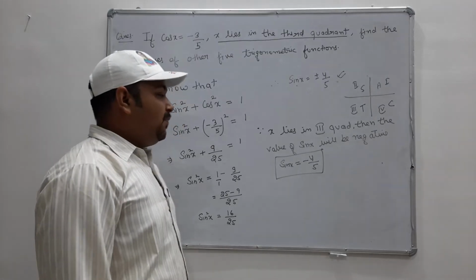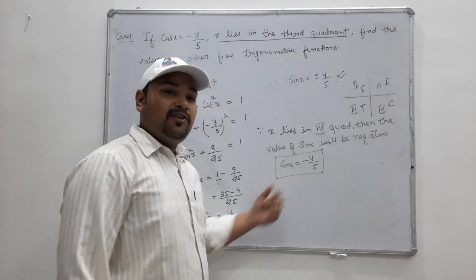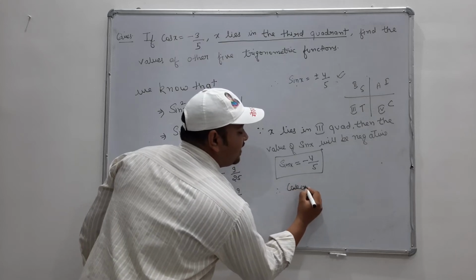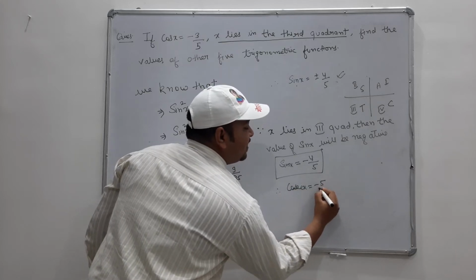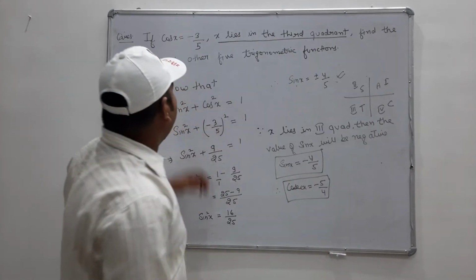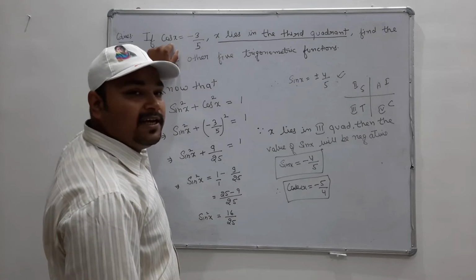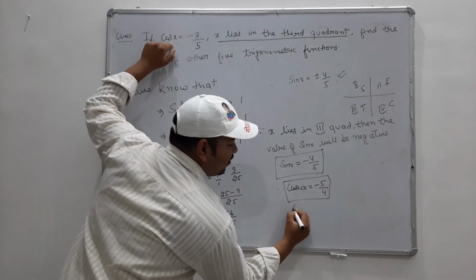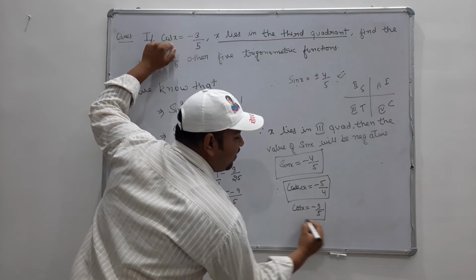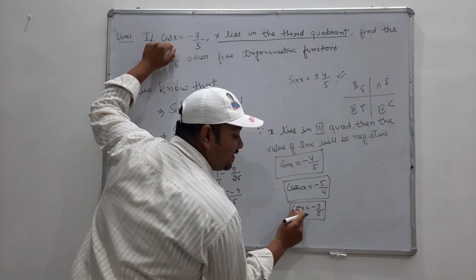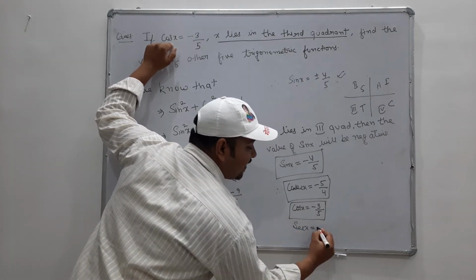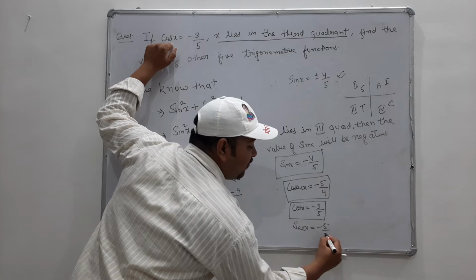And the reciprocal of sin x is cosec x. Therefore, cosec x is equal to minus 5 upon 4. Since in question cos x is given, cos x is equal to minus 3 upon 5 and the reciprocal of cos x is sec x. Therefore, the value of sec x is minus 5 upon 3.